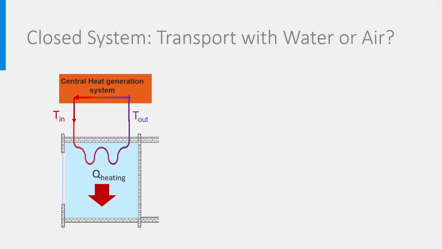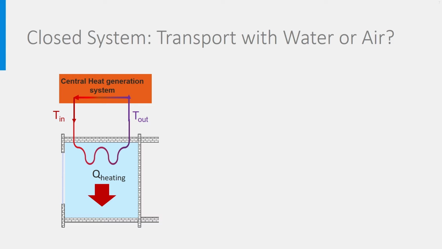In a closed system, a fluid is heated by the heat generation system, a boiler for instance, and circulated through a pipe and a heat exchanger to the room. In the heat exchanger, the fluid gives its heat to the room, by which the room is heated and the fluid is cooled. The cold fluid goes back to the heat generation system and is heated again, and the cycle goes on.